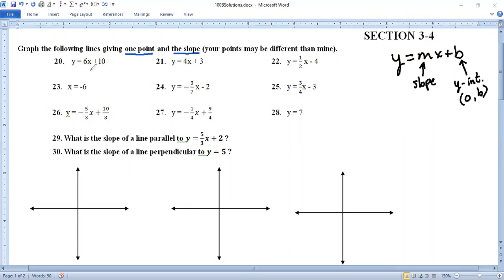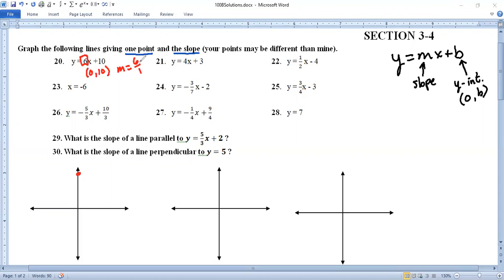So on number 20, we'll notice we have the point 0, 10. If we stick in 0 right there, y equals 6 times 0, 0 plus 10 is 10. We get 0, 10 right up there. Now, what is the slope of this line? The slope is this number right here, 6/1. Why do we write it as a fraction? That 6/1 is just the number 6.